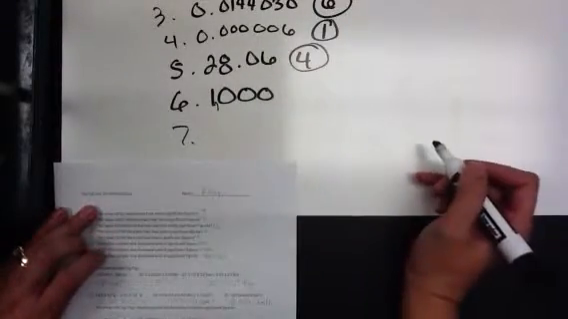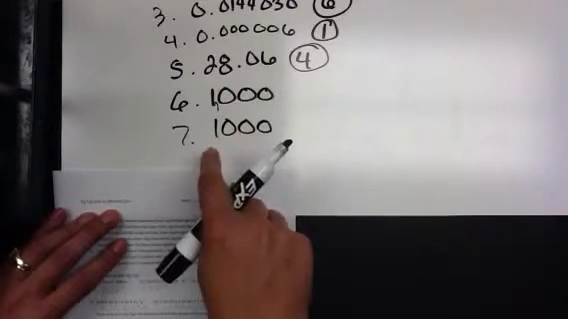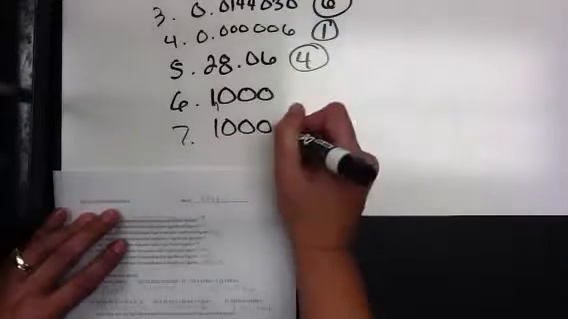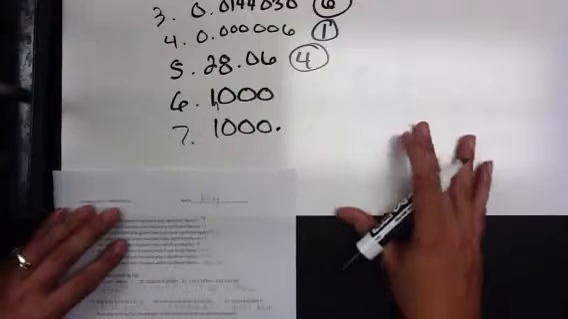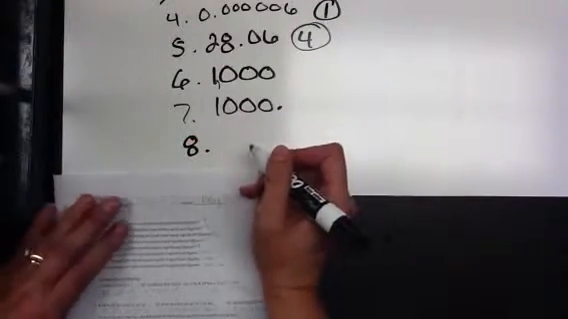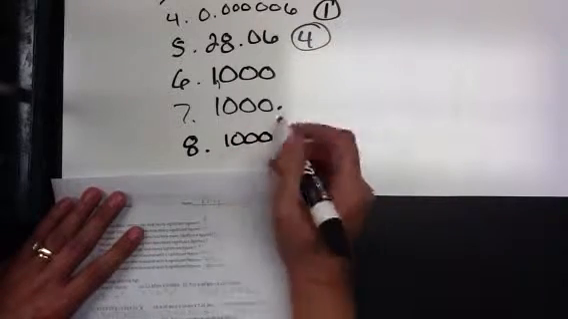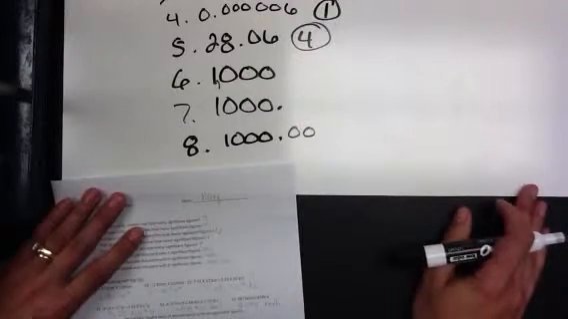Number 7 says write 1,000 with 4 sig figs. So we write 1,000. Now I need all 4 of them to count. So 1, 2, 3, 4. Put a decimal now, which means that every one of those counts. It means we measured that far out. And number 8 says write 1,000 with 6 significant figures. So I'm going to go 1,000. This gives me 4. Decimal, 5, 6. There are 6 sig figs. This takes us through problems 1 through 8.